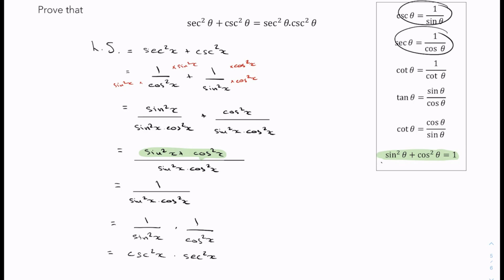And just to be complete, I'll apply the commutative property, and I get secant squared x times cosecant squared x, which is equal to the right side. And that completes our proof.